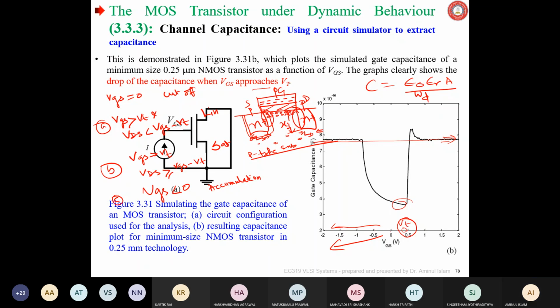Cross-sectional view, and you have the n plus region, and drain is having positive voltage. So around this, there will be a depletion layer or not? Yes, sir. So this depletion layer acts as an insulator and forms capacitance, right?